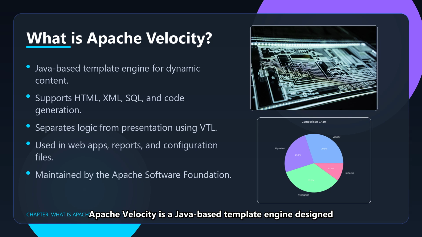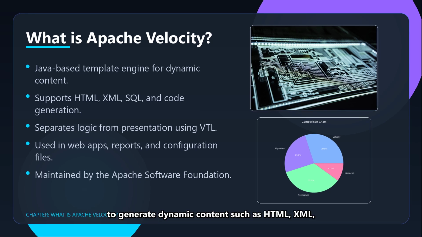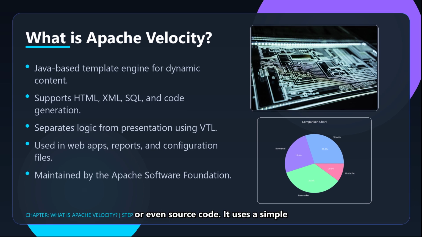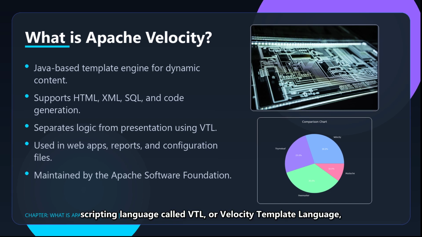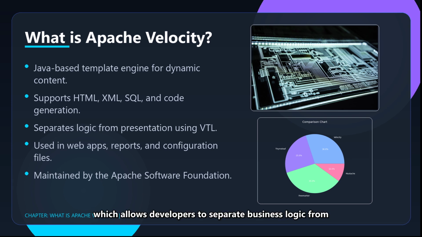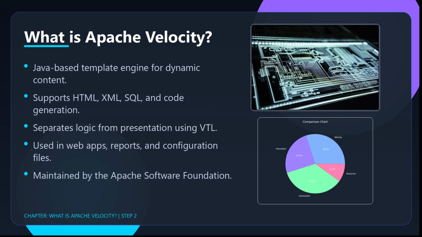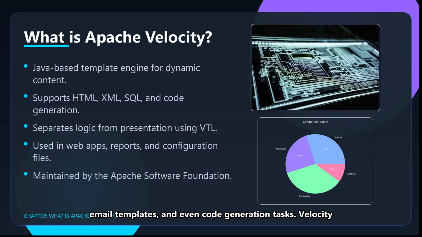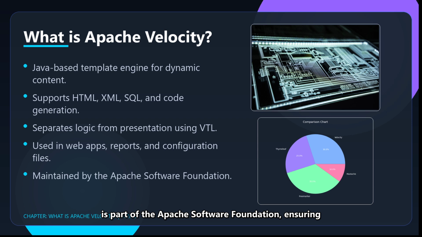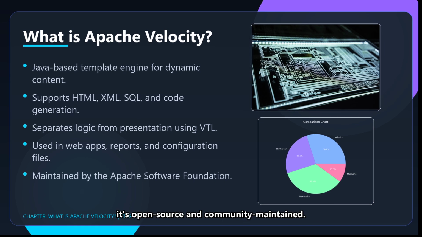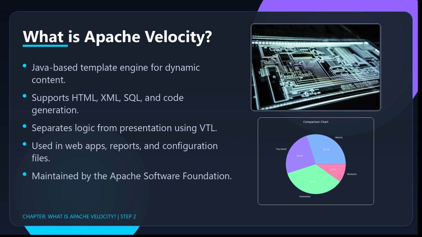Apache Velocity is a Java-based template engine designed to generate dynamic content such as HTML, XML, or even source code. It uses a simple scripting language called VTL, or Velocity Template Language, which allows developers to separate business logic from presentation. This makes it ideal for web applications, email templates, and even code generation tasks. Velocity is part of the Apache Software Foundation, ensuring it's open source and community maintained.